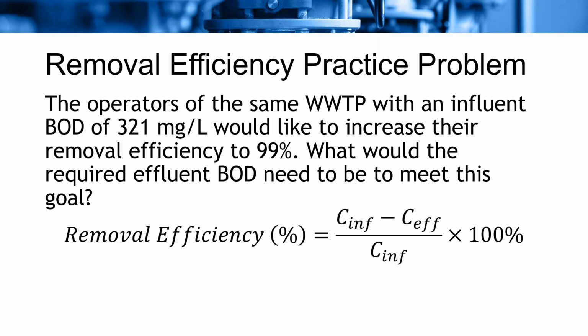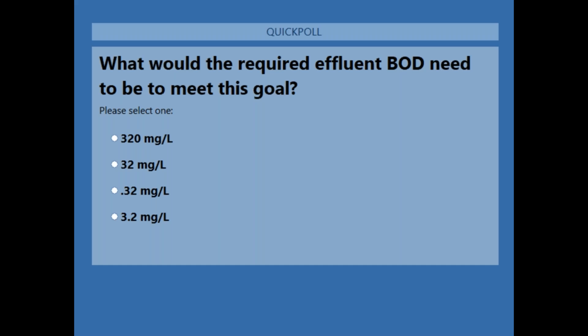All right, let's put up the question and see how everyone did. So again, what would the required effluent BOD need to be to meet this goal? And the possible answers are 320 milligrams per liter, 32 milligrams per liter, 0.32 milligrams per liter, and 3.2 milligrams per liter.